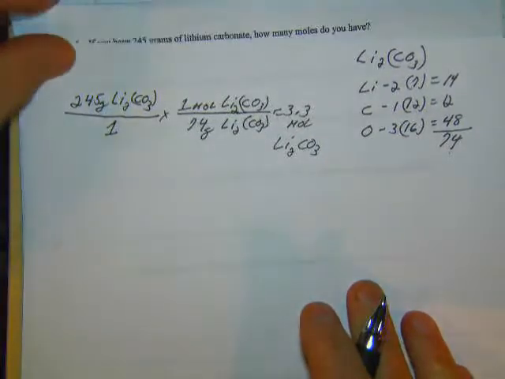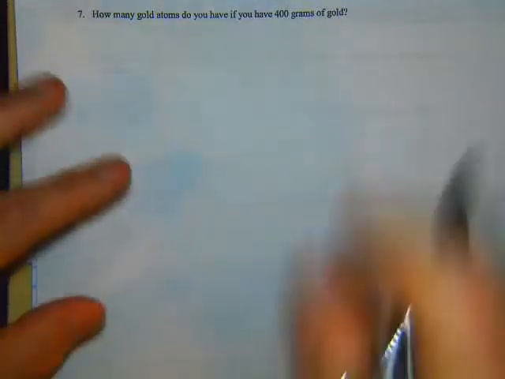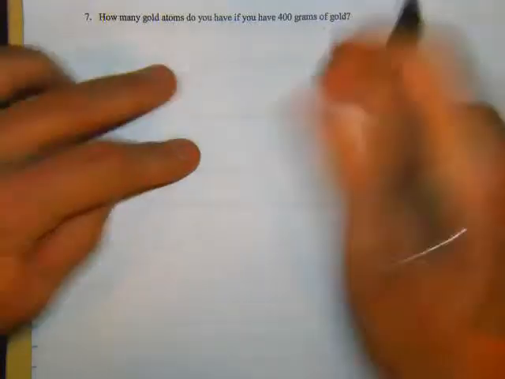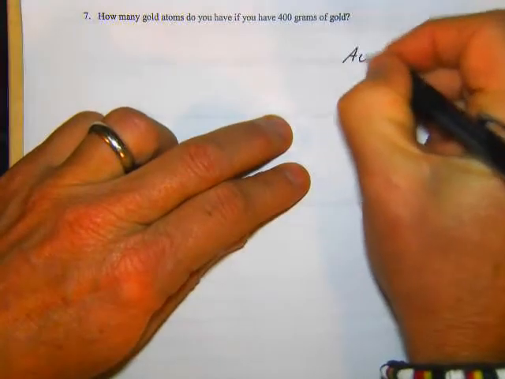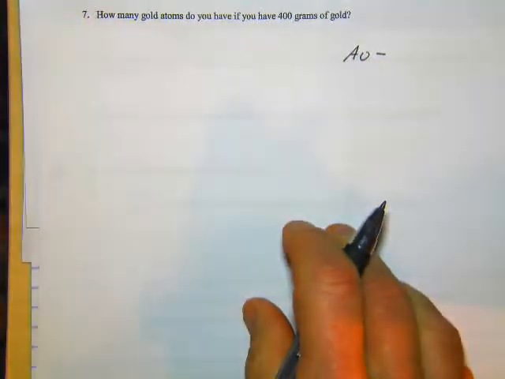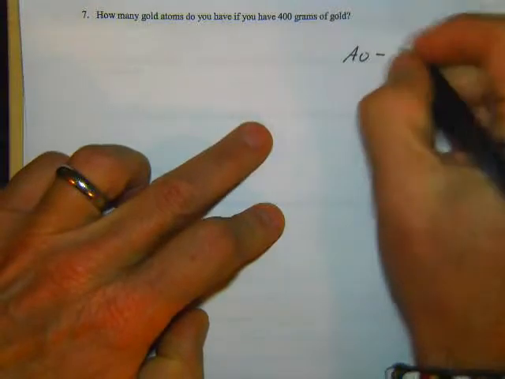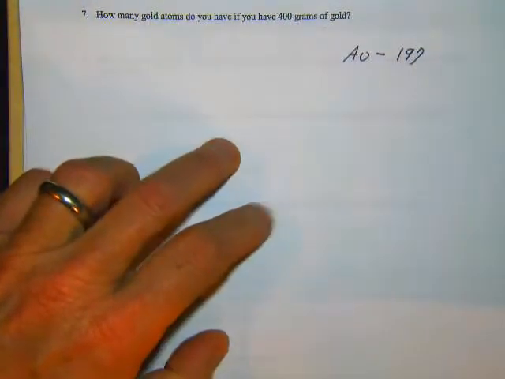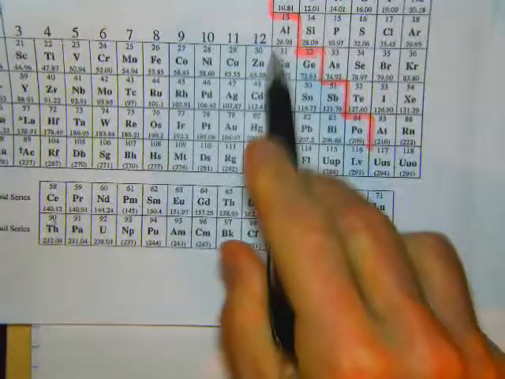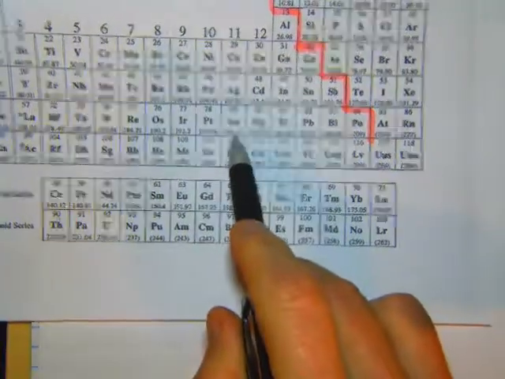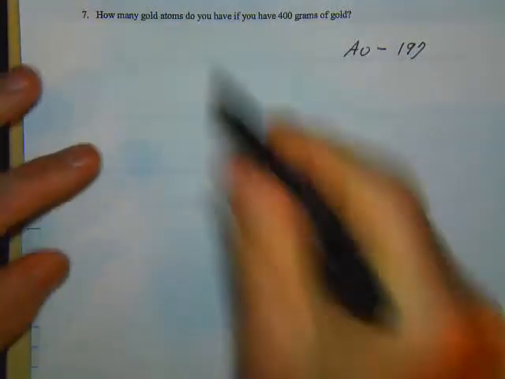Alright, let's go on down to problem number 7. Fold this over. Yeah, actually, I'll flip it around. Number 7. How many gold atoms do you have if you have 400 grams of gold? And again, we cannot work with grams. So we got gold. And gold has an atomic mass of, let's see if I can find gold, 197. And again, if you look at your periodic table here, and you see gold right here, I just rounded that up to 197. So we want to know how many atoms.